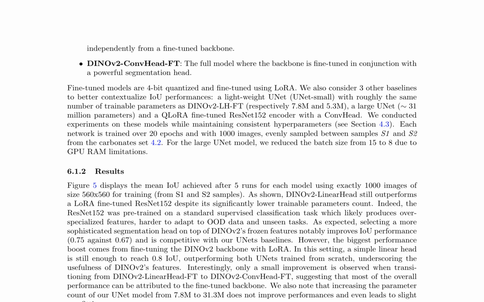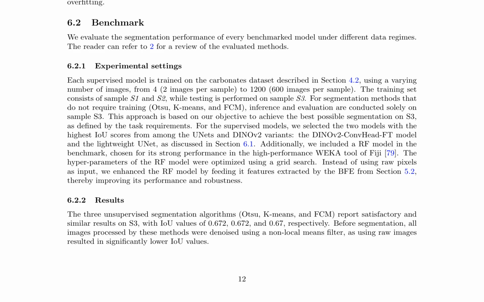Experiments are conducted using the carbonates dataset, with training sets consisting of samples S1 and S2, and testing performed on sample S3. The results demonstrate that fine-tuning the DINOv2 backbone significantly improves segmentation performance, achieving an IOU of 0.8 when paired with a simple linear head. This highlights the usefulness of DINOv2's features. Notably, transitioning from DINOv2 linear head FT to DINOv2 conv head FT yields only a small improvement, suggesting that most of the overall performance can be attributed to the fine-tuned backbone.